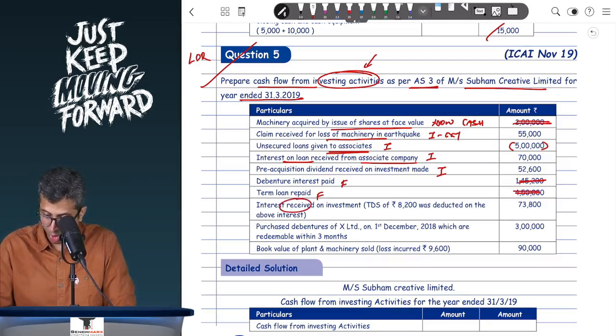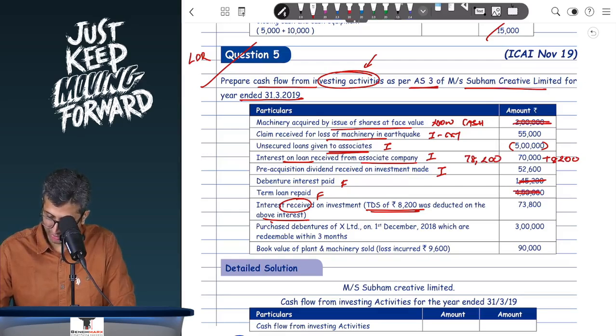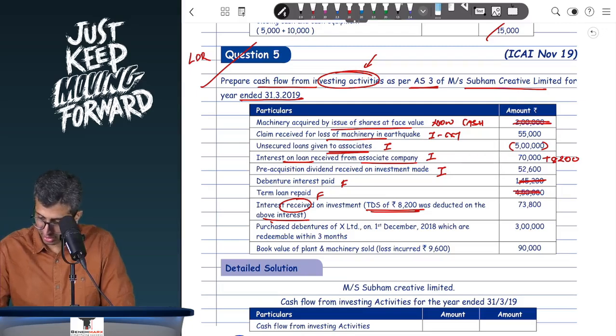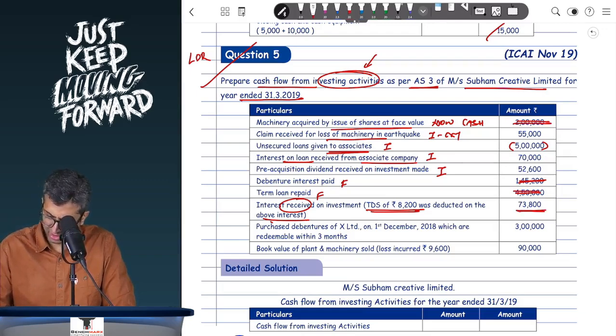Interest received on investment, TDS of 8,200 was deducted on the above interest. So whatever was the interest plus 8,200, maybe 78,200 would be your total interest, and out of that you will have maybe some other interest received. TDS was deducted on the above interest, so this is 73,800 something else. So 73,800 plus 8,200 and hence you will have 82,000.